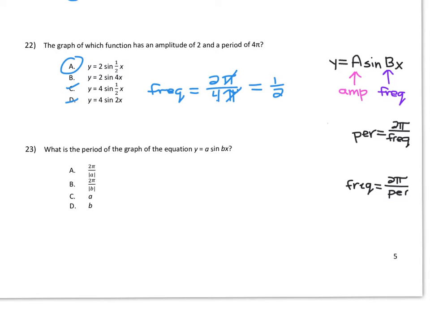Okay, 23 just wants to know what is the period of the graph of this equation. All right, well, we know that period is 2 pi over frequency. So since the frequency is B, it's going to be 2 pi over B. And this one says 2 pi over the absolute value of B. That's technically correct because the frequency, how many times that happens, has to be a positive number. So letter B is the correct answer.